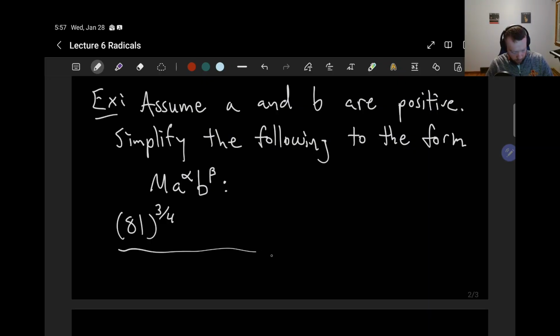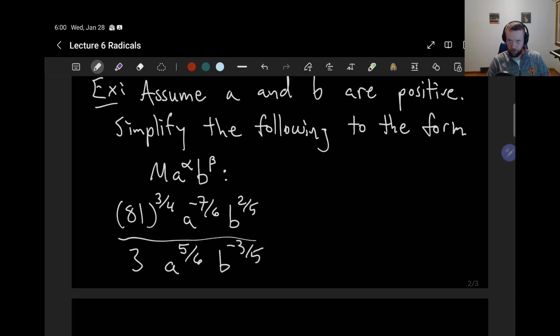And this is a fraction. In the numerator, we have 81 to the 3/4 power times A to the negative 7/6 times B to the 2/5 over 3 times A to the 5/6 times B to the negative 3/5.